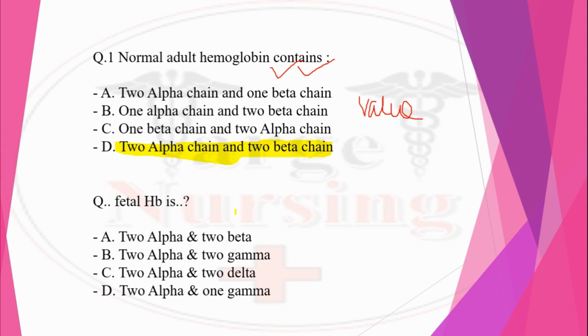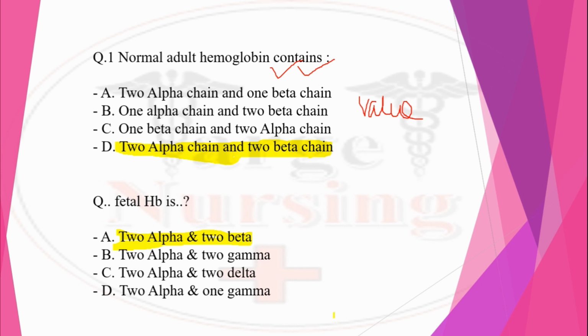Here's the first option: A 2 alpha and 2 beta, B 2 alpha and 2 gamma, C 2 alpha 2 delta, and D 2 alpha 1 gamma. So the right answer is 2 alpha and 2 beta also, because in human beings hemoglobin has 2 alpha and 2 beta chains. So the right answer is 2 alpha and 2 beta.